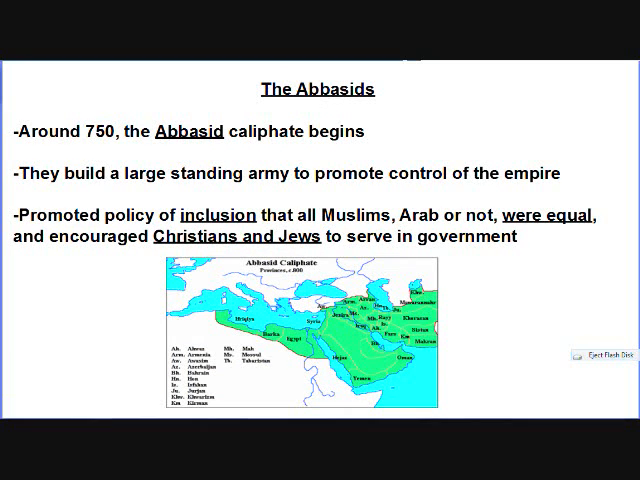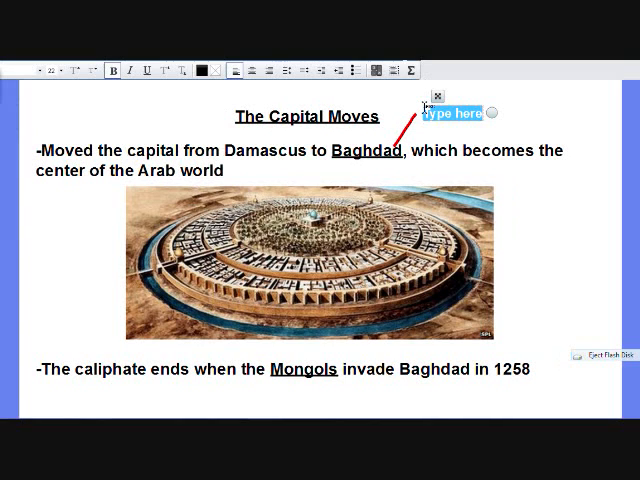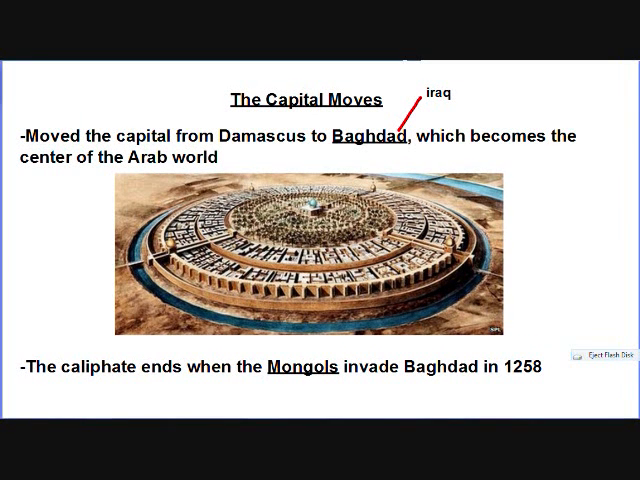So around 750, the Umayyads go away, and we start seeing an Abbasid Caliphate. This is just one of these things we have to know. They're going to build a large standing army, and they're going to promote a policy of inclusion to all Muslims, whether that's Sunni or Shia, and encourage all Christians and Jews to be integrated as well, serving in the government. Later on, the capital will be moved from Damascus to Baghdad. Baghdad is located in modern-day Iraq. If we watch the news at all, we probably should know that. And it's going to become the center of the Arab world and a big center of the Muslim world as well.